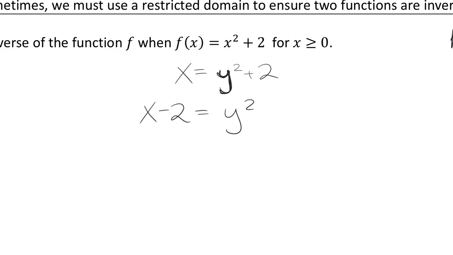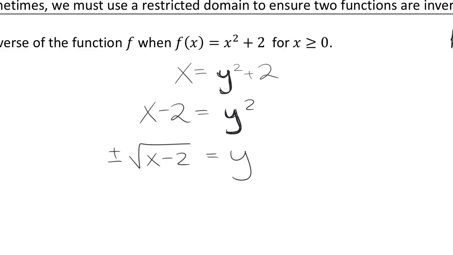Very nice. Now again, I still want just y by itself, so I've got to get rid of that square. Square root. Now when you take the square root of something, what do you have to put in front of that equation? A plus or minus. So this is plus or minus the square root of x minus 2 equal to y.